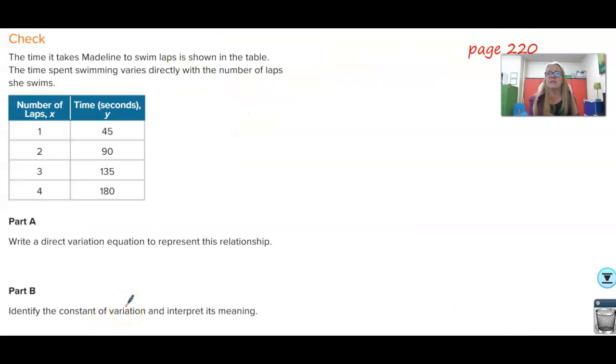The time it takes Madeline to swim laps is shown in the table. The time spent swimming varies directly with the number of laps she swims.